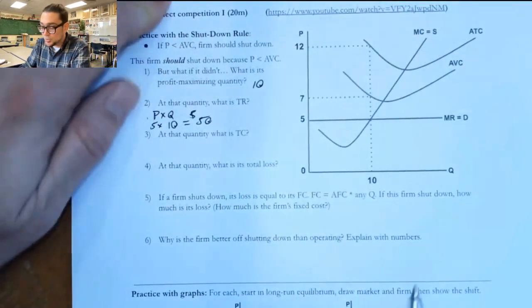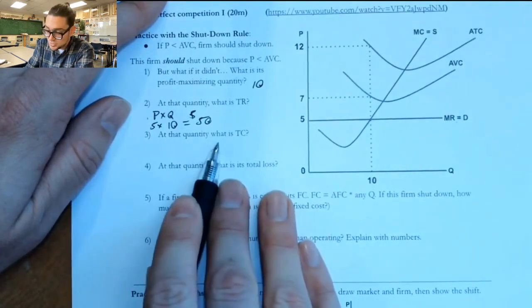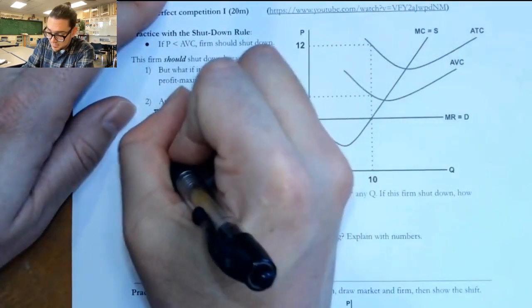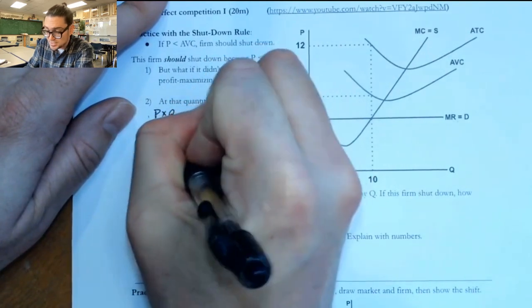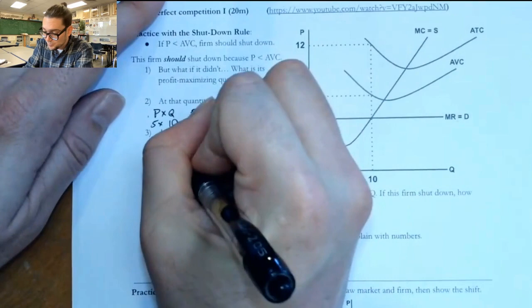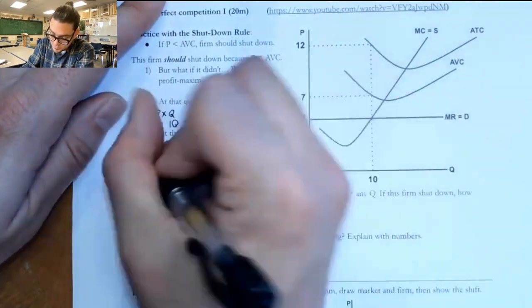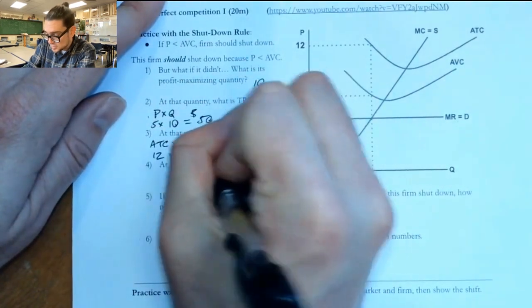At that quantity, what is TC? So total cost would just be the ATC times the quantity. That's another way that we can figure out what the total cost is. And so we know the quantity is 10. What's the ATC at 10? All the way up here, 12. 12 times 10, that's 120.